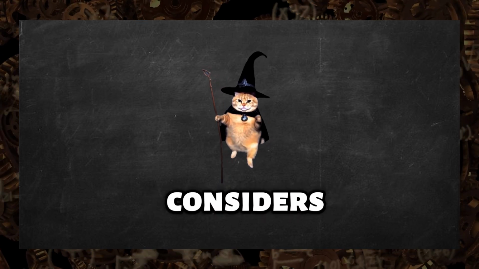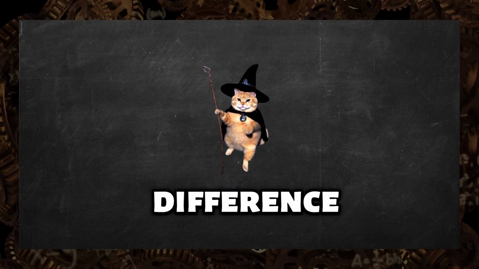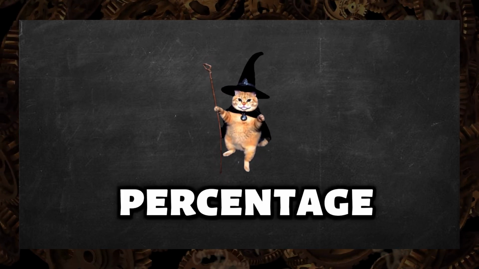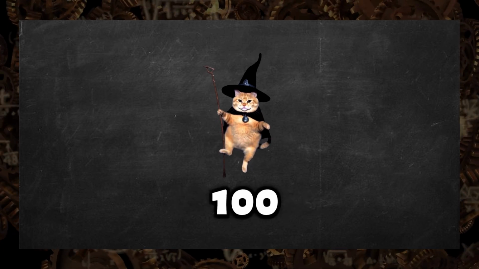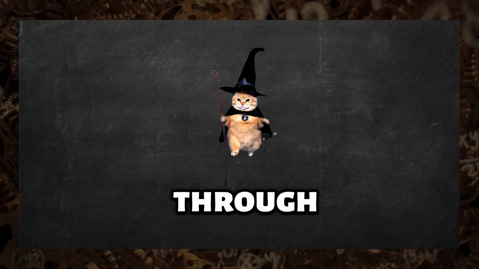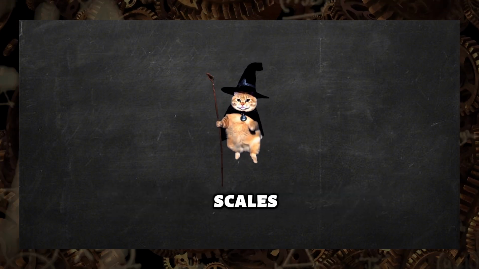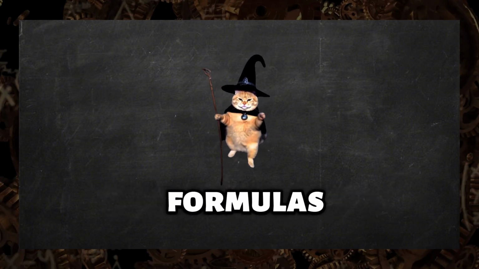Error analysis considers absolute error as difference from true value, relative as that over true, percentage as relative times 100, minimizing through repeated trials or better instruments. Temperature scales convert via formulas.